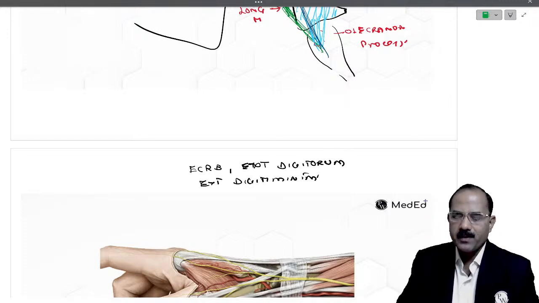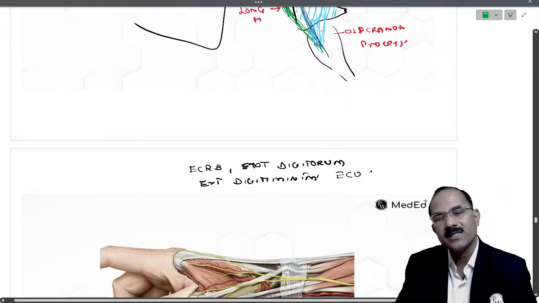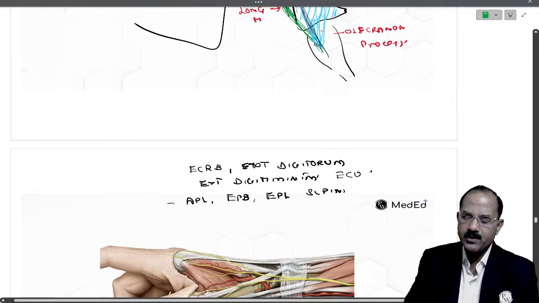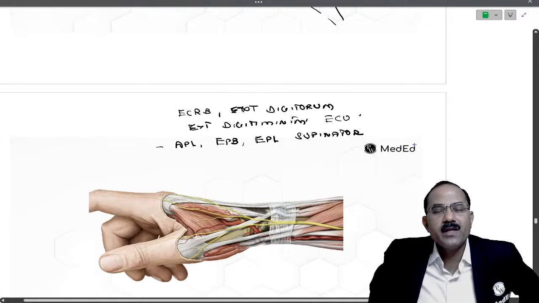Extensor carpi radialis brevis, extensor digiti minimi, extensor carpi ulnaris. These are the superficial muscles. The deep muscles would be abductor pollicis longus, extensor pollicis brevis, extensor pollicis longus, and the supinator. Clear, Snehajit, child? Supinator. I hope this is clear to all of you.